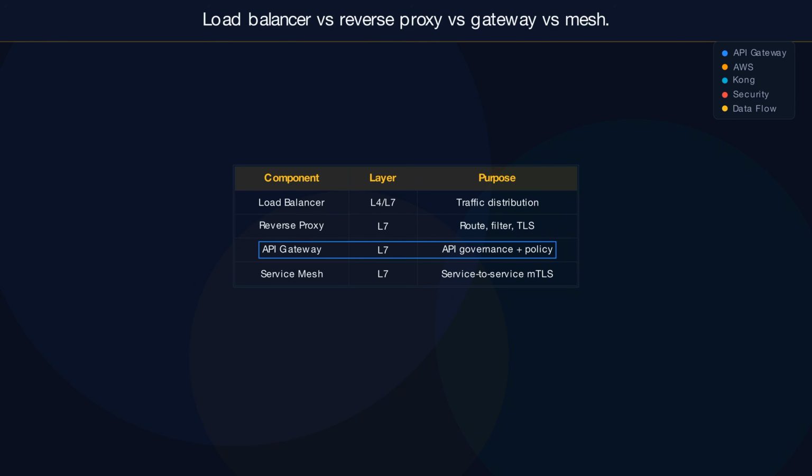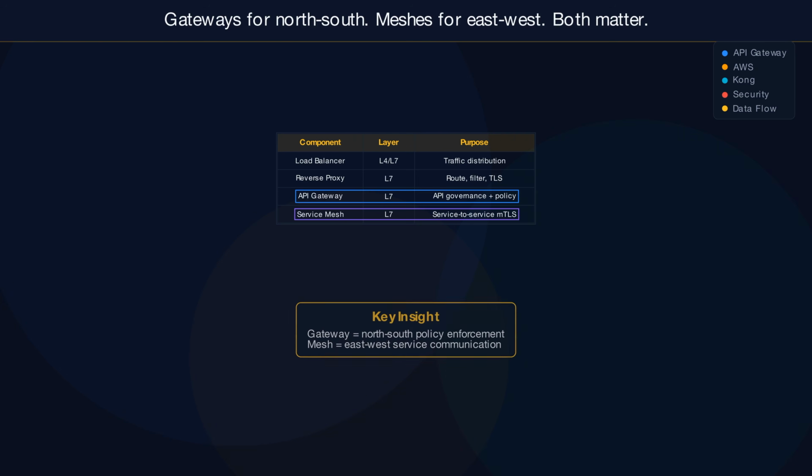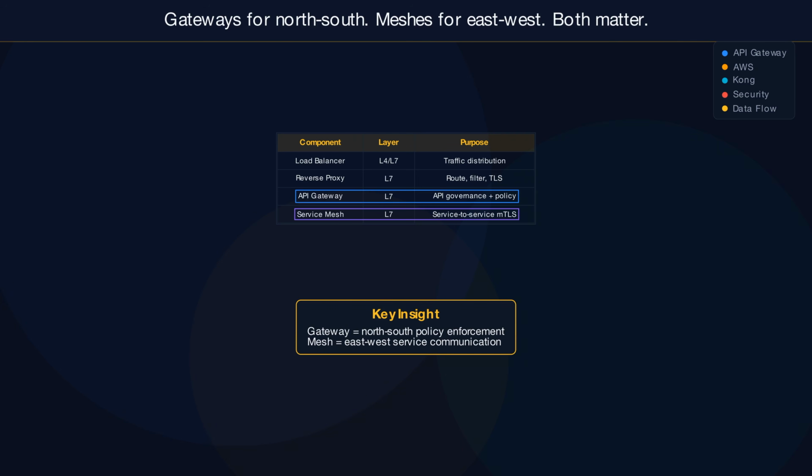Here's the lineup. A load balancer distributes traffic at layer 4 or 7. A reverse proxy routes and filters at layer 7. An API gateway governs and protects APIs with policy enforcement. A service mesh handles service-to-service communication with mutual TLS. Key insight: gateways for north-south policy enforcement. Meshes for east-west communication. Both matter in modern architectures.